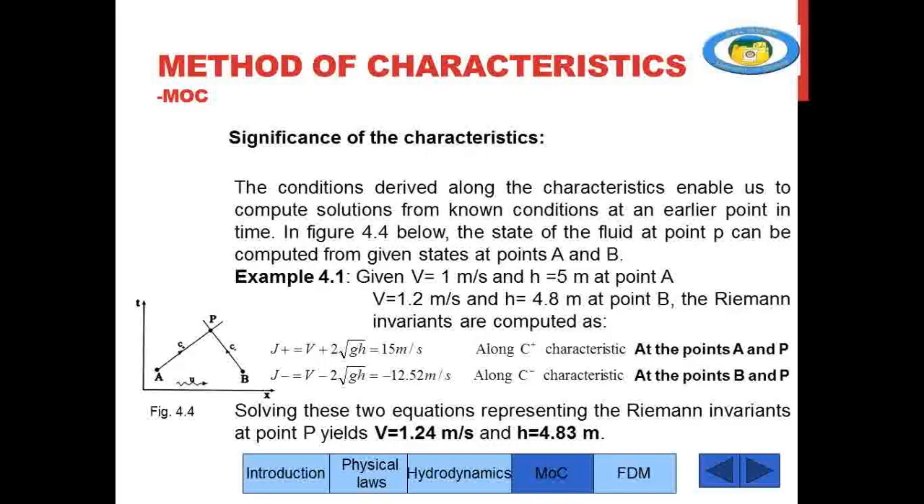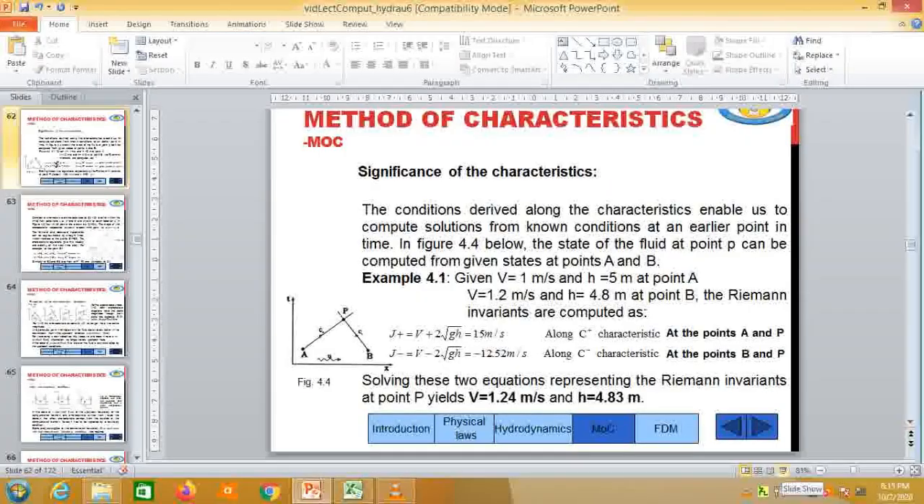So we know the Riemann invariance already. Now we can calculate the values of V and H. Here in this case, the ones with the subscript, VP and HP. You can simultaneously solve this set of equations, and then you can obtain V equal to 1.24 meters per second, and H equal to 4.83 meters per second.